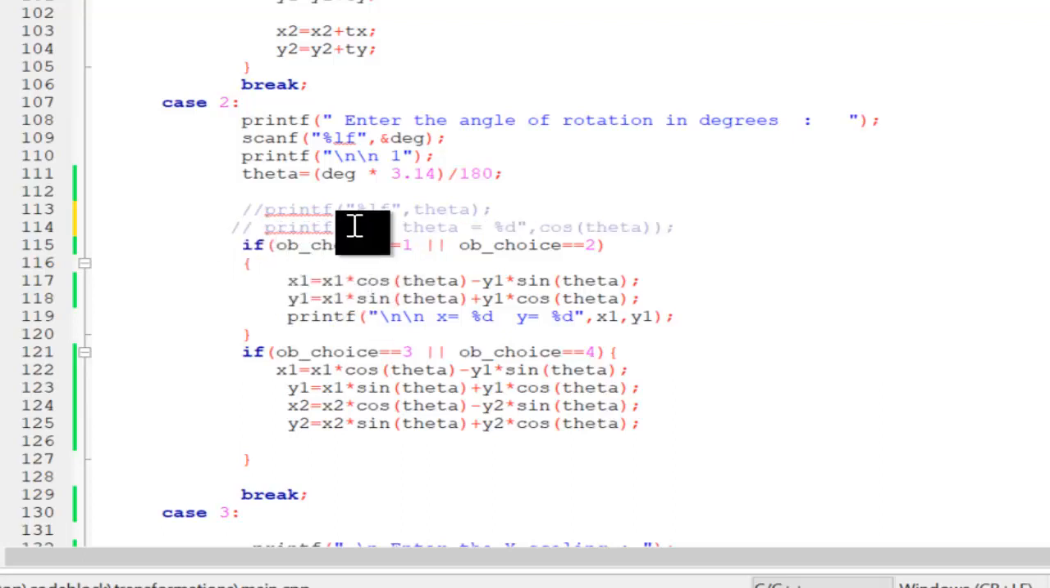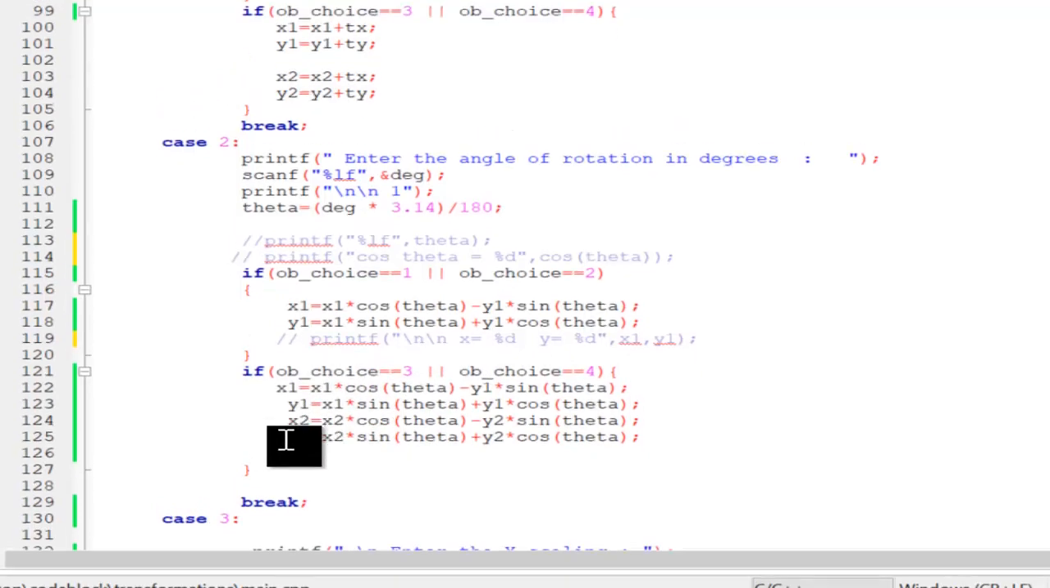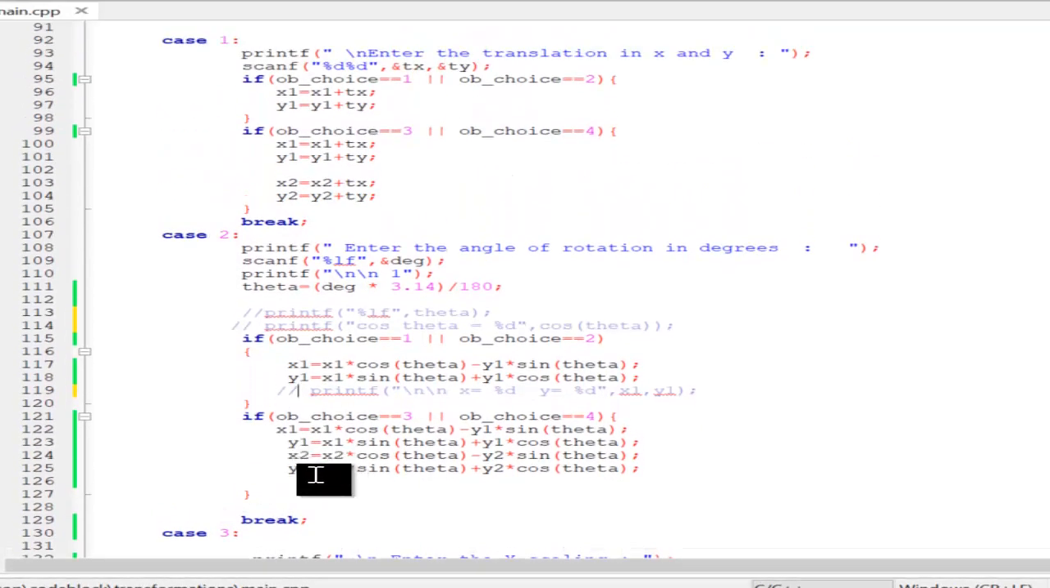Okay, now I will see if the choice is 1 or 2, that means a circle. So x will be x times cos theta minus y times sine theta from the matrix, and y will be x times sine theta plus y cos theta. No need to print these. And if you have 3 and 4, then you have to do the same thing with x1, y1 and also with x2 and y2. The rest is the same.